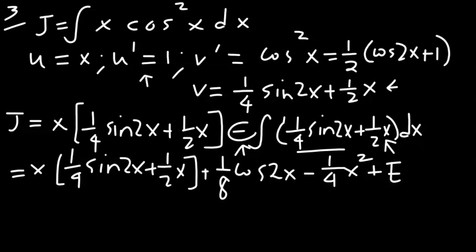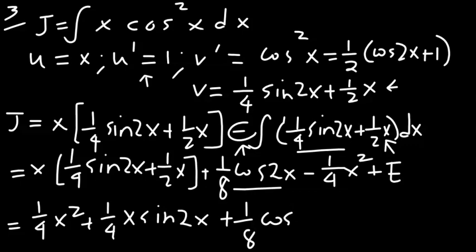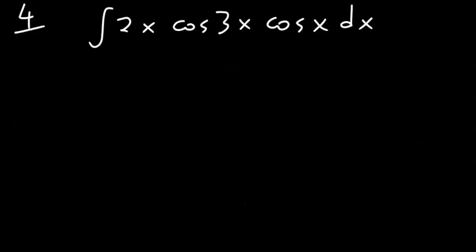Let's simplify this. Half x squared minus 1/4 x squared, you will get 1 over 4 x squared. And then you have this term, which is 1 over 4 x sine 2x. And finally that term, which is 1 over 8 cosine 2x plus an integration constant e. And this is the final answer. Now let's try to do this integral here.